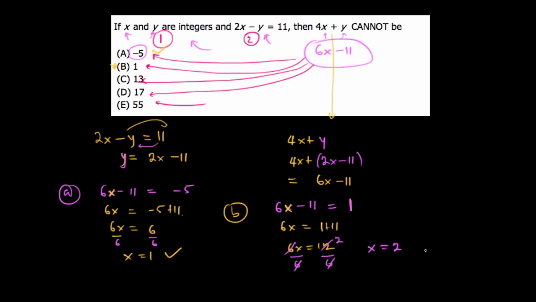So this is also an integer. This is a whole number. So that means B passes. So let's go to C.